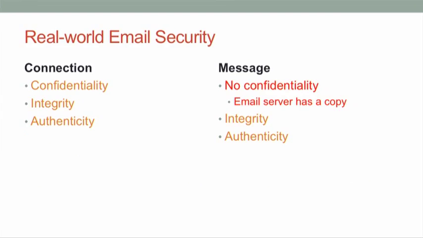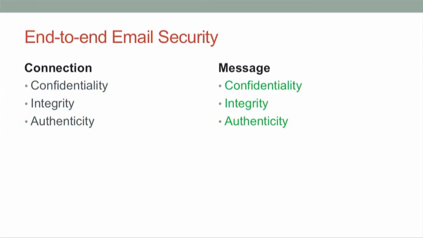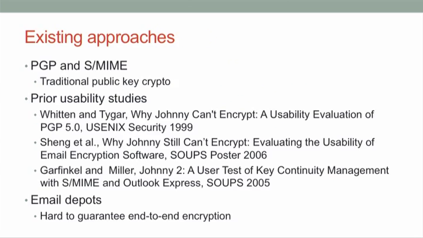So if I go back to that list, maybe we're getting some of these properties in some cases, but it's still fragile. What about end-to-end security? If Alice and Bob are communicating over email and they do end-to-end encryption, then they can get all of these properties at the message level. How would they do that? Well, we have PGP and S/MIME, the email encryption standards that have been around for many years. They're not in common use, but some people use them.